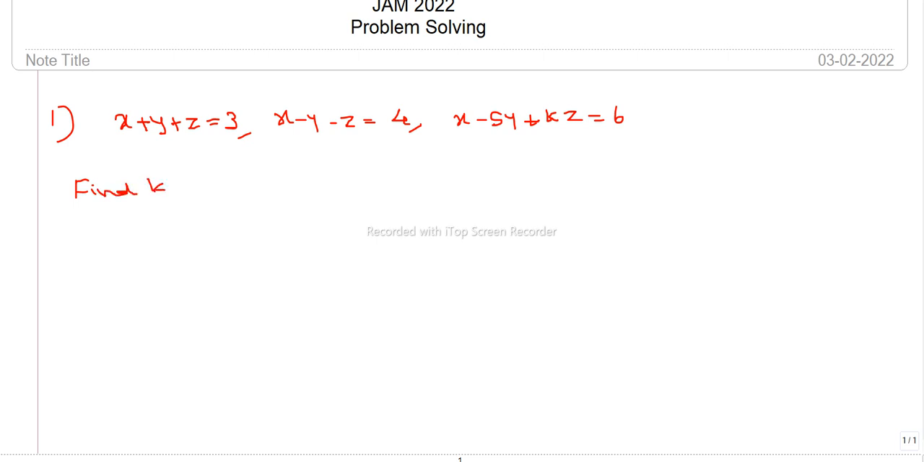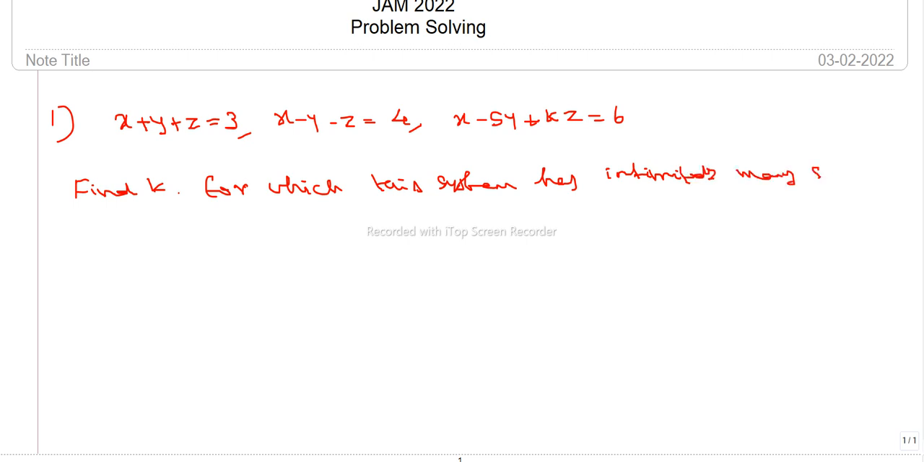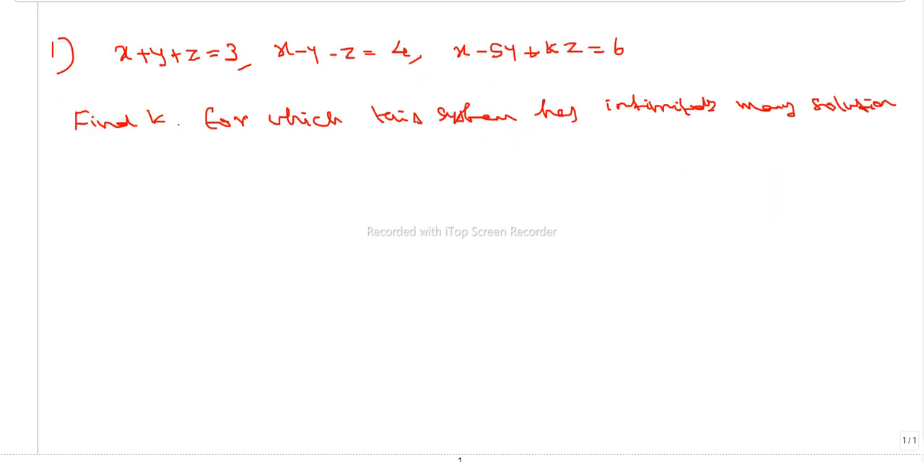Find the k value for which this system has infinitely many solutions, for what values of k. So the options are k equal to minus 5, and 0, and then 1, and then 3. So for what values of k does this system have infinitely many solutions?